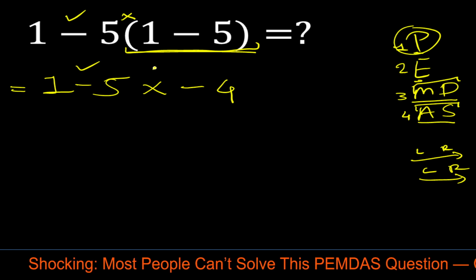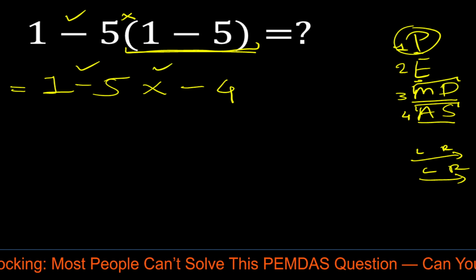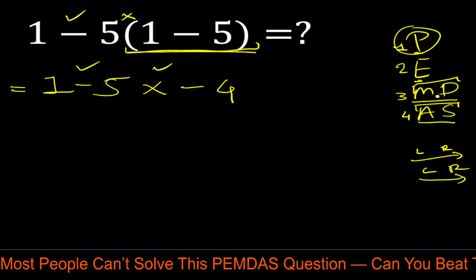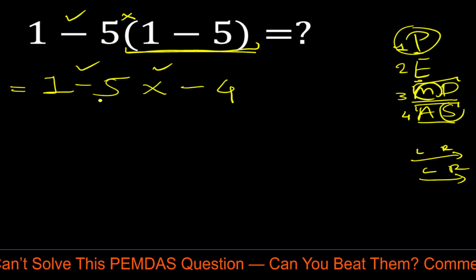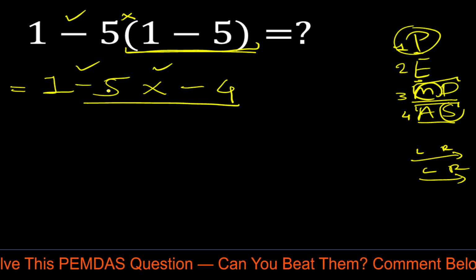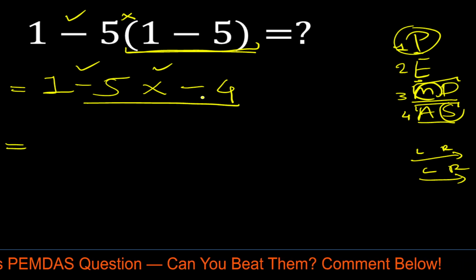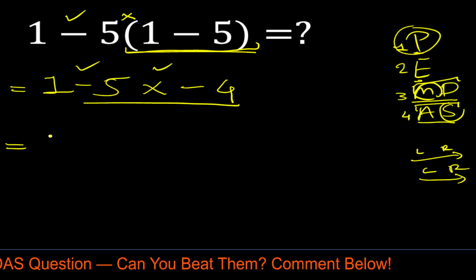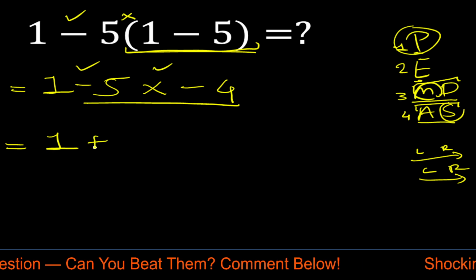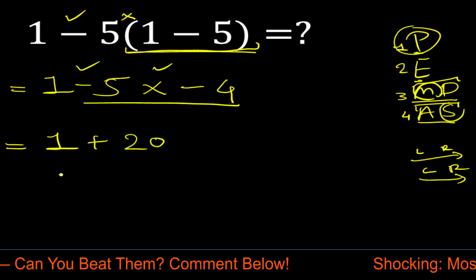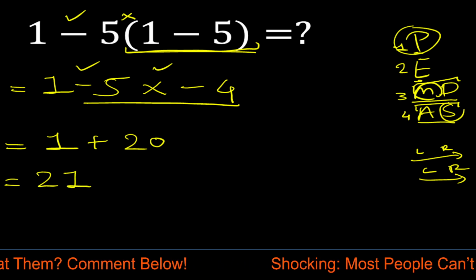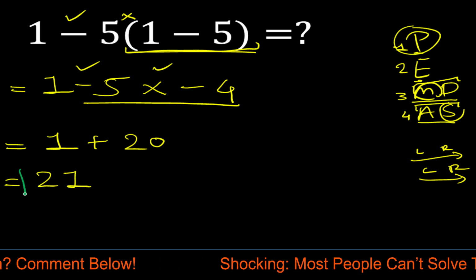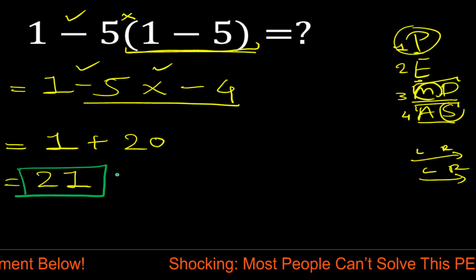Now here we have subtraction and here multiplication. So according to the PEMDAS rule, first we have to solve multiplication, then we have to solve subtraction, right? So first we have to solve this multiplication. So minus 5 times minus 4 is equal to plus 20. So 1 plus 20 is equal to 21. Right? So the correct answer is 21.